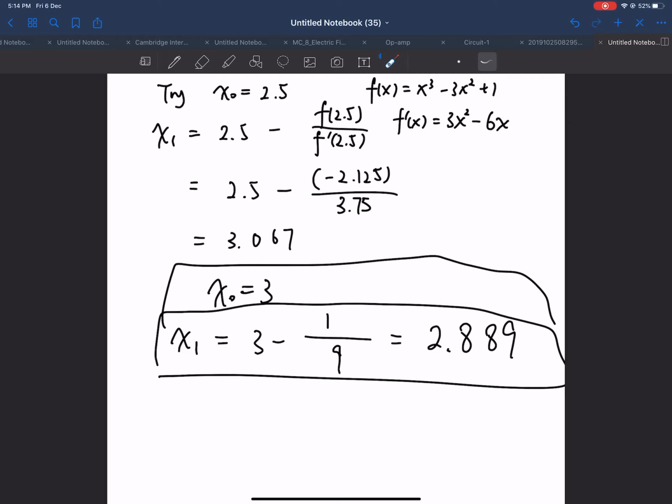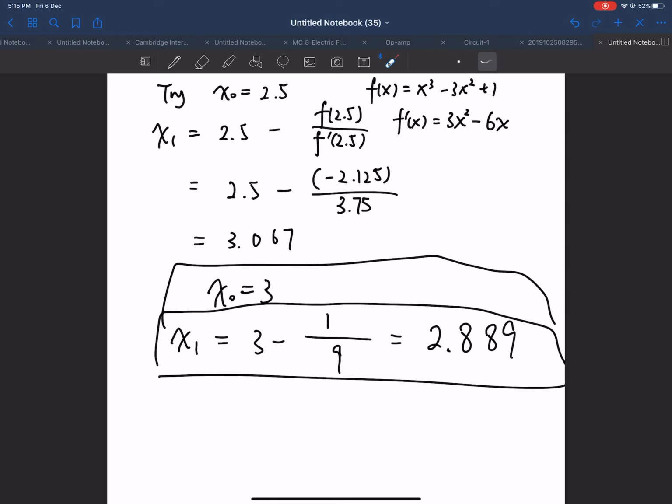If instead of 3.06 it was 1.9, then you would use 2, and then you use 2.75. So what do we do with that now? We put it in again. Now you try 3 again instead of 2.5, and you get 2.889.